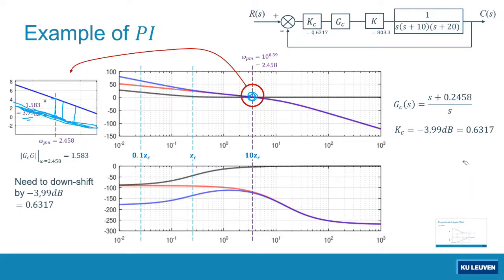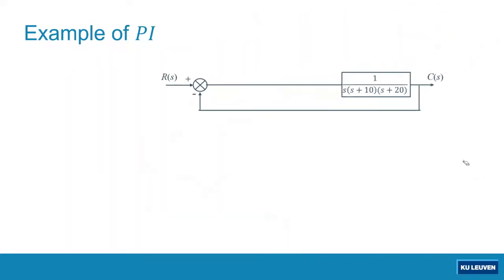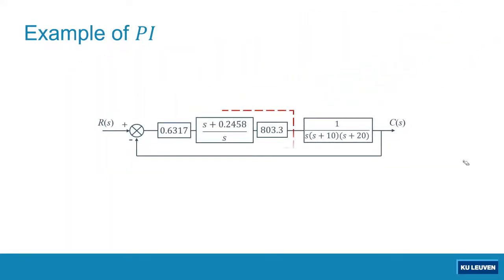And as a conclusion, my complete PI controller will look like this. You can just multiply the 0.6317 with 803.3 in order to complete the PI controller and make it into a nice formula. So that's basically the step-by-step process in designing a PI controller.